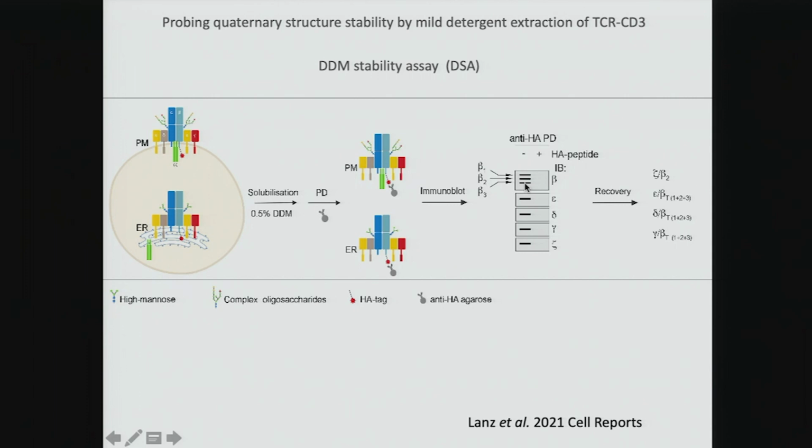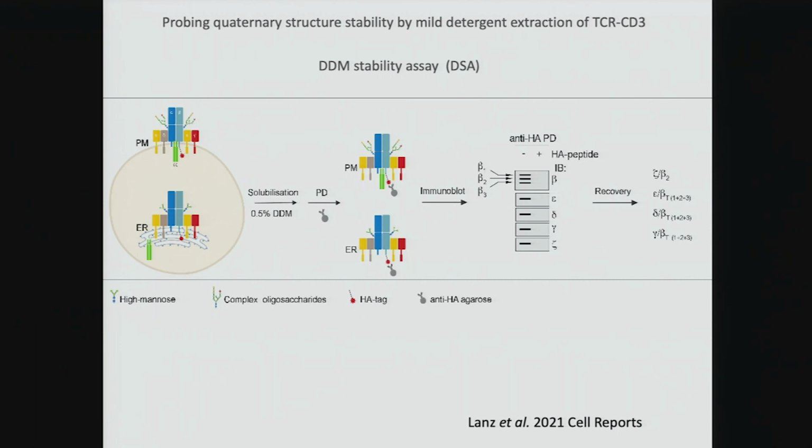Then you can see the beta chain. This beta 2 is the one at the membrane. The other two, beta 1 and beta 3, are forms of beta that are inside the cytoplasm. Those are details again, but by looking, for instance, at the ratio between zeta and beta 2, or epsilon and the sum of all the other subunits, you establish a stoichiometry of zeta, epsilon, delta, and gamma with respect to the rest of the complex.